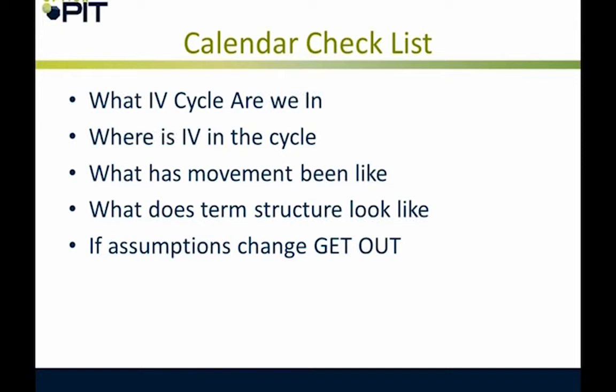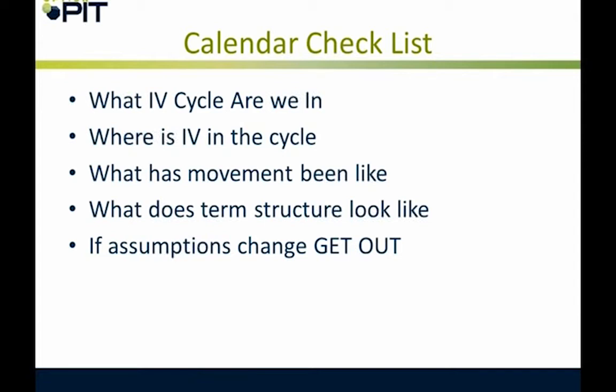Well, the low end of zone 2 is what? The high end of zone 1. Your assumption changed. Get out of the trade. So if your assumptions change, exit. All right, so if Britain votes to leave, or if something is wrong, get out.